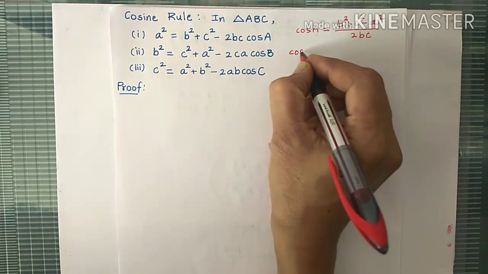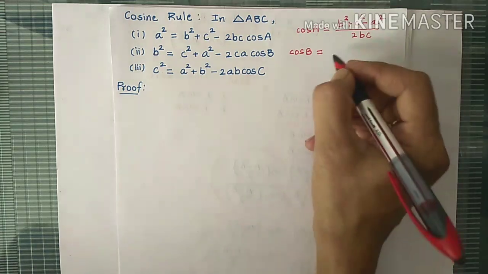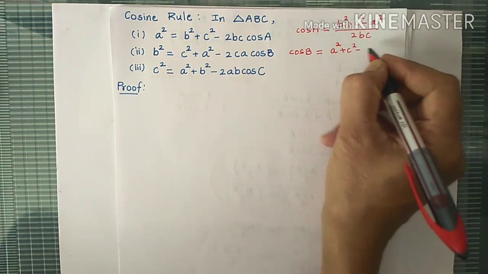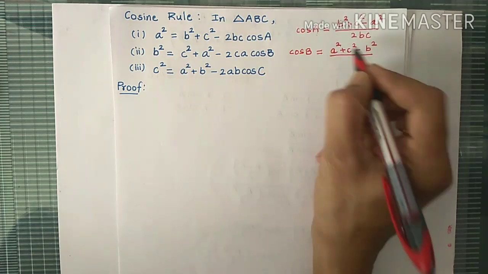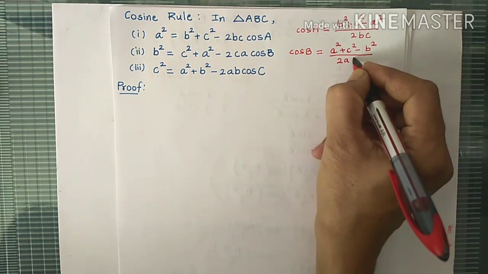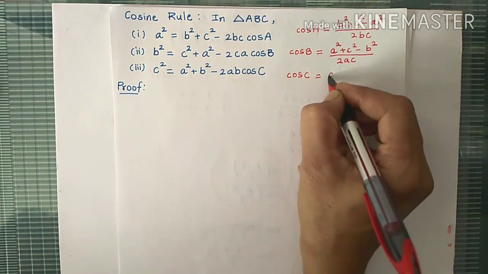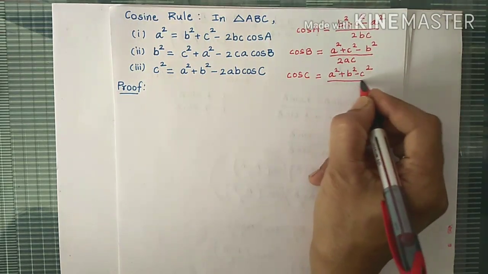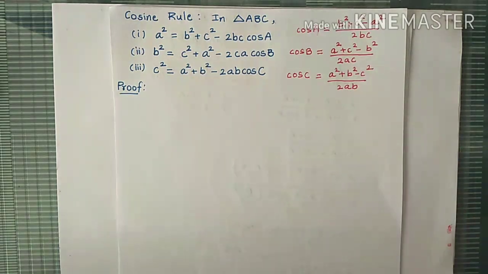Similarly, if we write cos B, now since it is B here, the last term will be minus b square, and the remaining terms we have to write first, a square plus c square minus b square, and in the denominator also we will be having a and c with 2, so 2ac. If it is cos C, then first we have to write a square and b square, the last term is minus c square, divided by 2ab. So either we can write the cosine rule like this, or in terms of cos A, cos B and cos C.